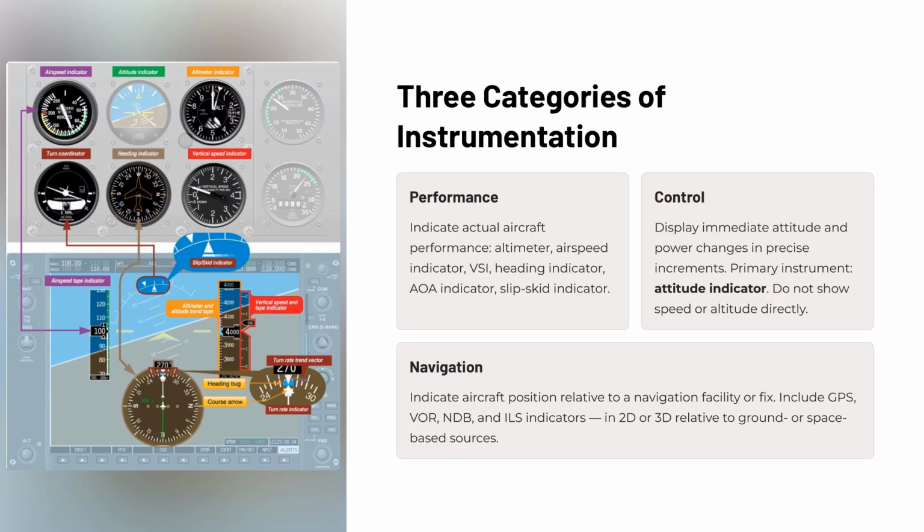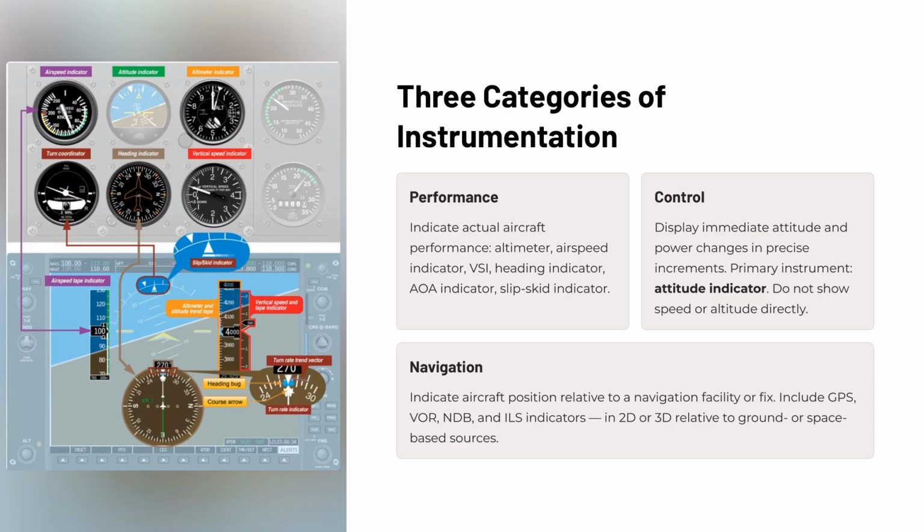When flying by reference to instruments, understanding how to categorize and use each instrument is fundamental to maintaining situational awareness and aircraft control. Instruments are divided into three functional categories: performance, control, and navigation. Performance instruments tell you what the aircraft is actually doing. The altimeter, airspeed indicator, vertical speed indicator, heading indicator, angle of attack indicator, and slip skid indicator all fall into this group. These instruments reflect the outcome of your control inputs.